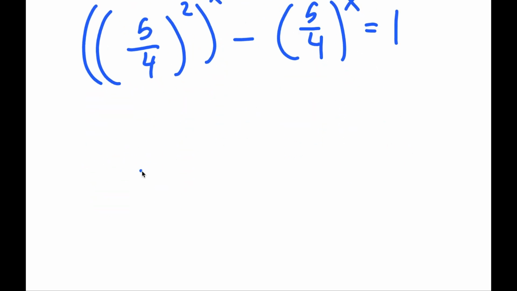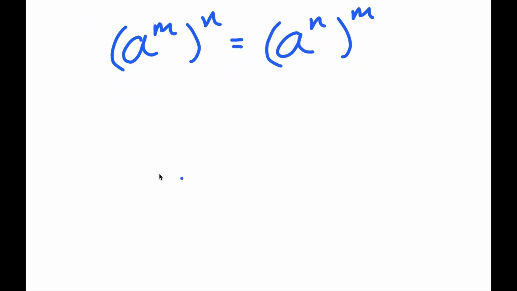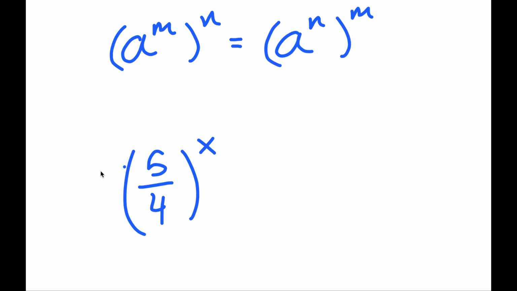And now, if I have something in the form a to the power of m to the power of n, this is equal to a to the power of n to the power of m. So 5 over 4 to the power of 2 to the power of x turns into 5 over 4 to the power of x to the power of 2.